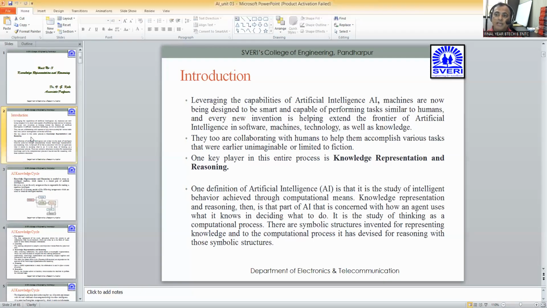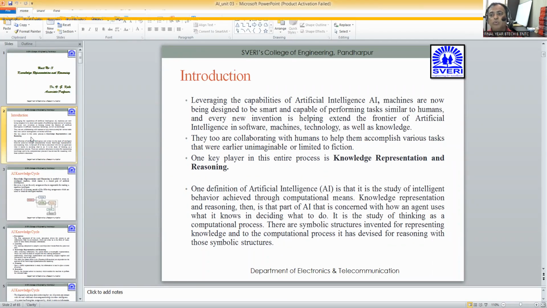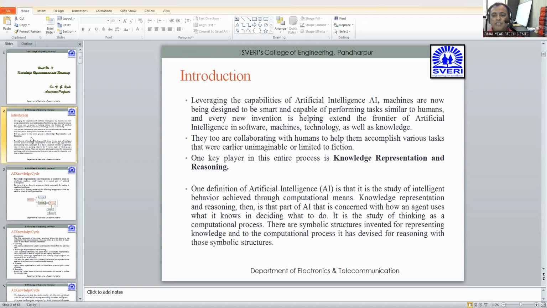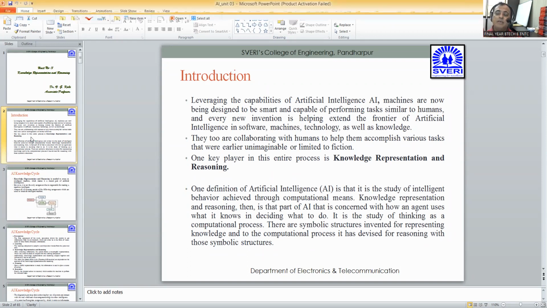So how is the knowledge representation and reasoning going to help through this entire process? How to decide what to do? It is the study of thinking as a computational process. Just as a human thinks, similarly computers think through a computational process. So what we think is human thinking, but in the case of artificial intelligence, what is thinking in that term? It is a computational process.